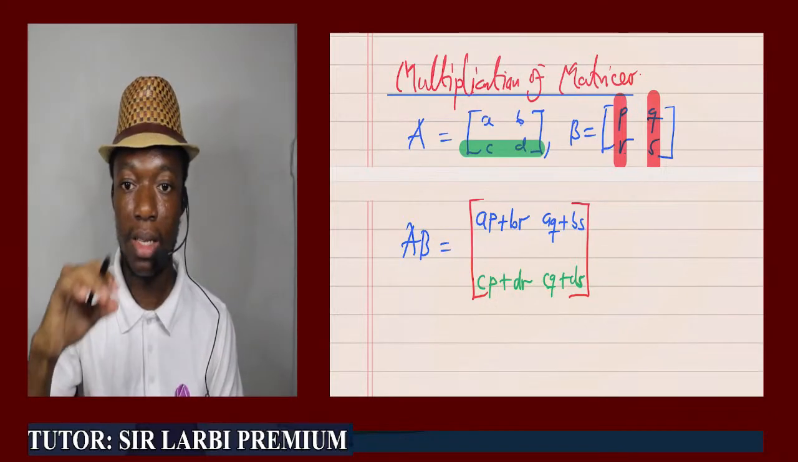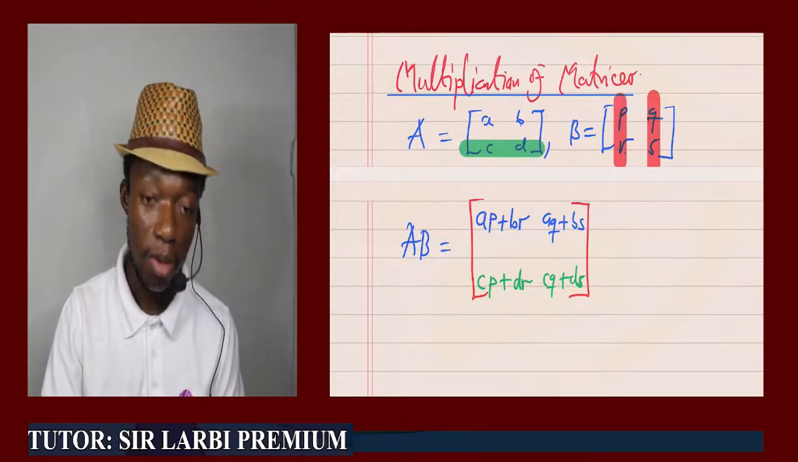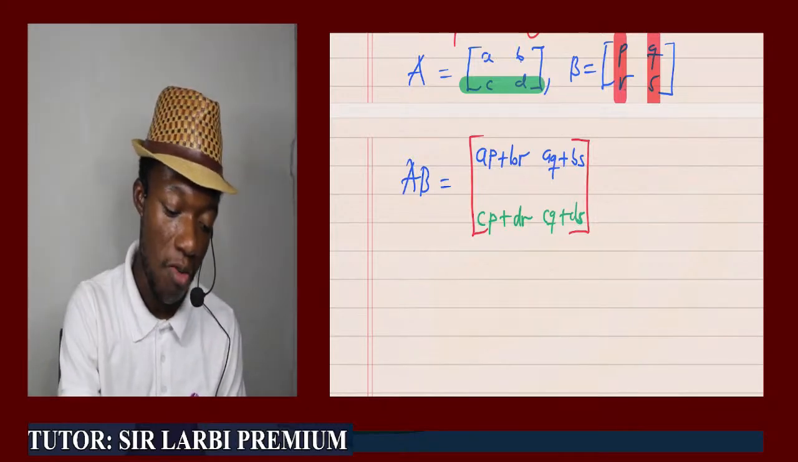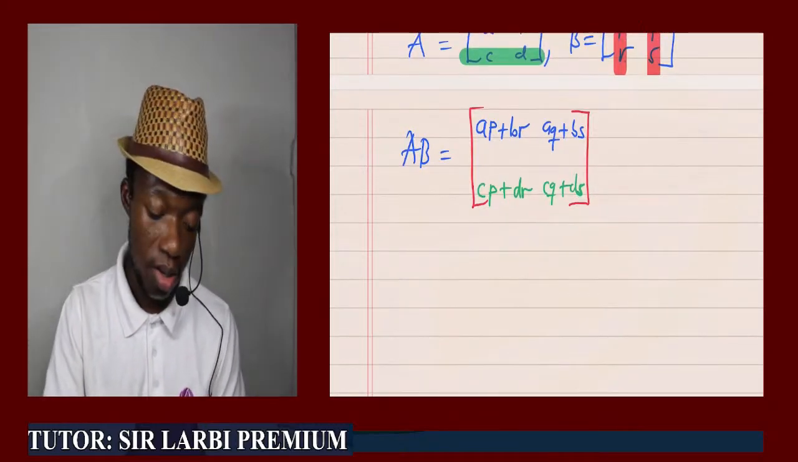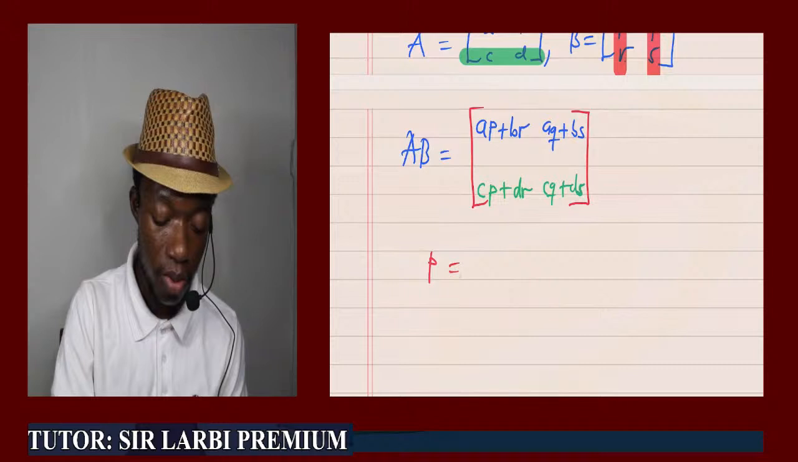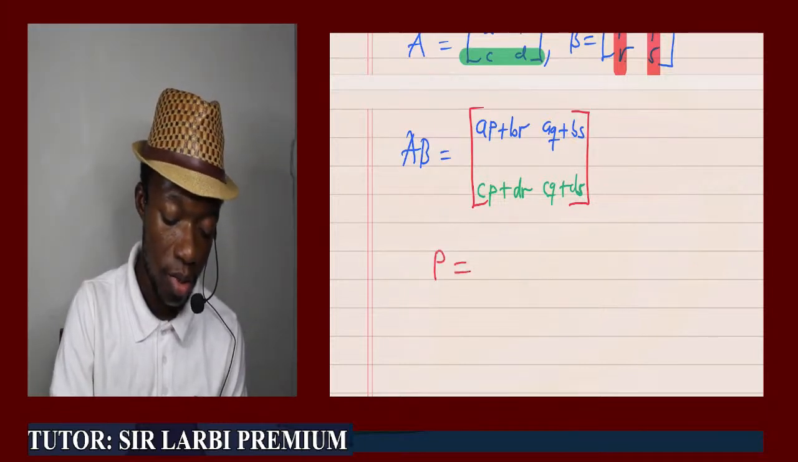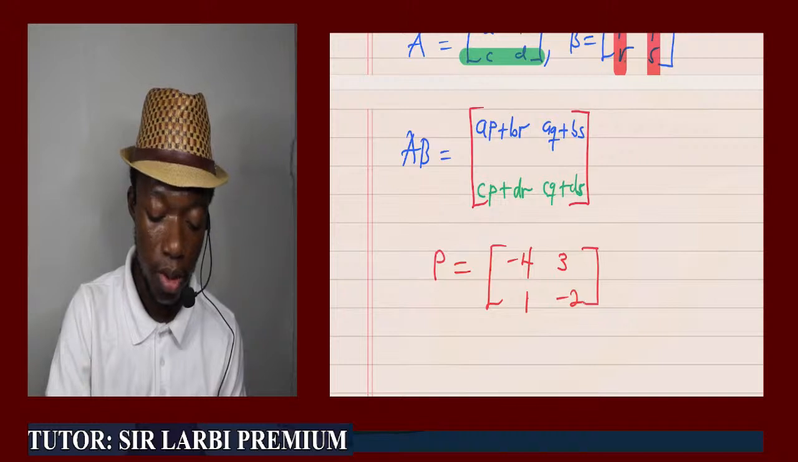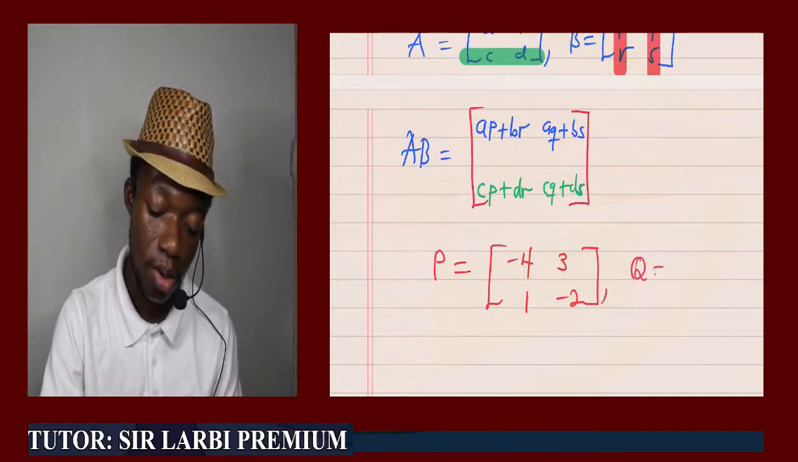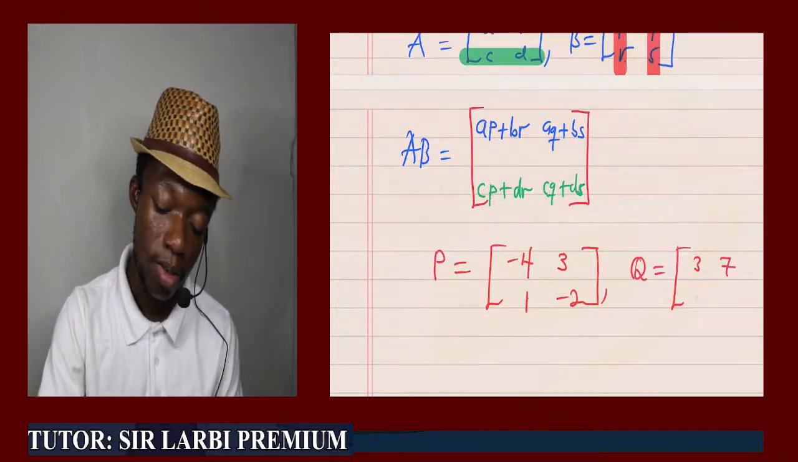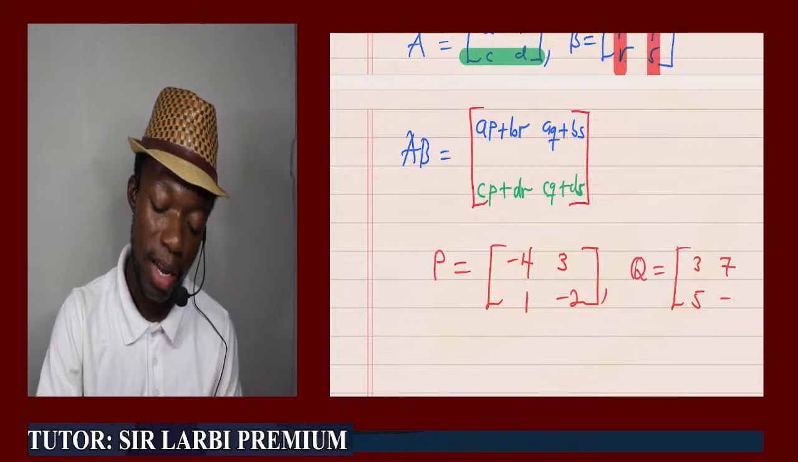All right. So that is the whole idea that you want to understand when it comes to multiplication generally here. Let's take an example to make more meaning of what we are trying to unravel here. Let's say we have matrix P equal to -4, 3, 1, -2, and Q equal to 3, 7, 5, -1.